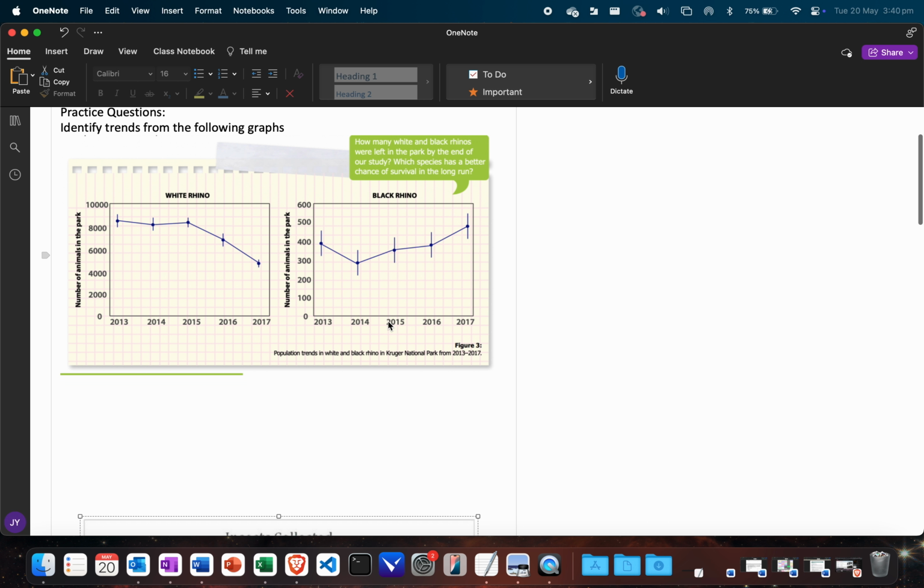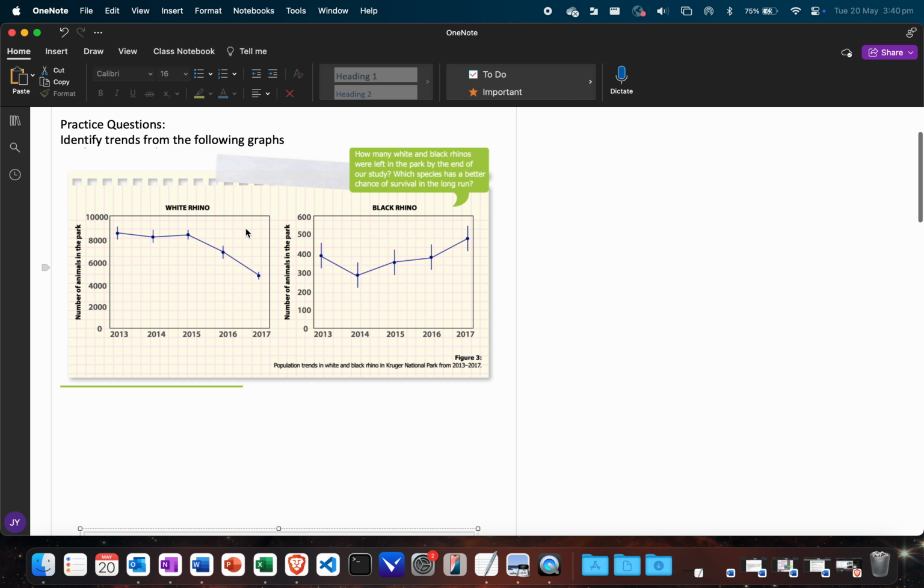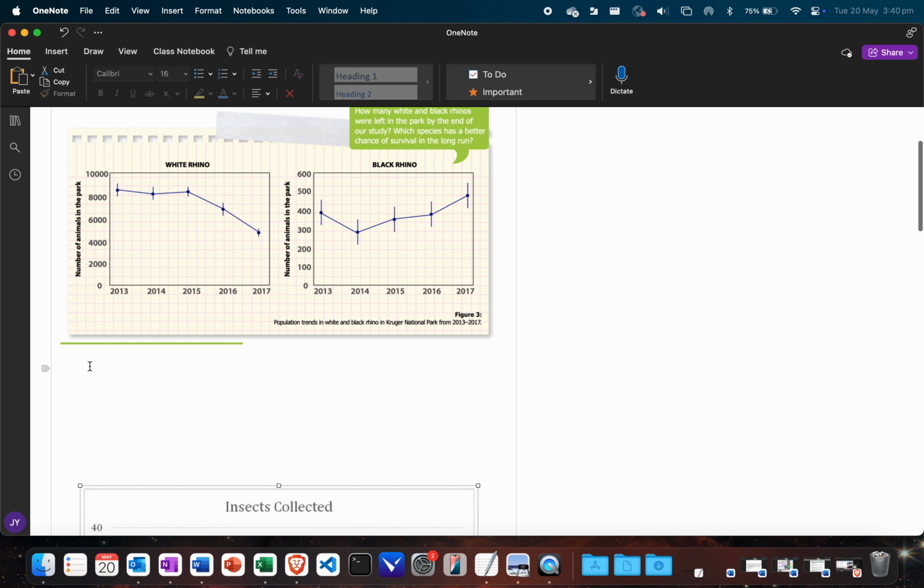So here is an example of a graph that we could identify a trend from. Having a look at this graph, in fact, these graphs are a little bad because they're missing their axis labels. They would not get full marks if Mr. Yan was marking their graph. I believe this is meant to say year, so I'm going to put that in for them.